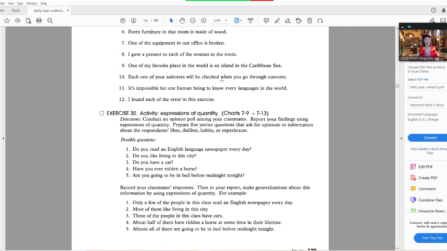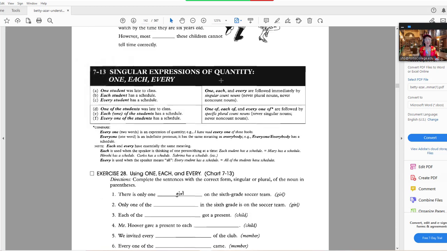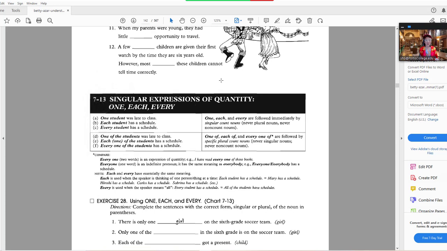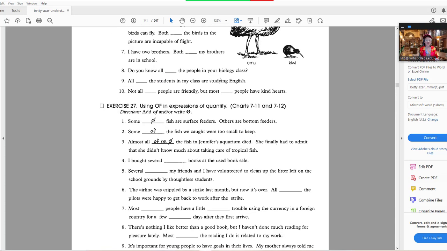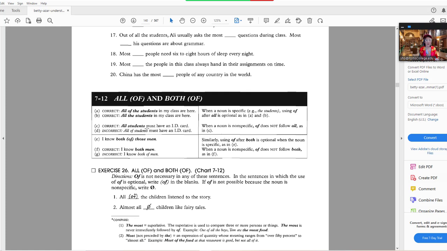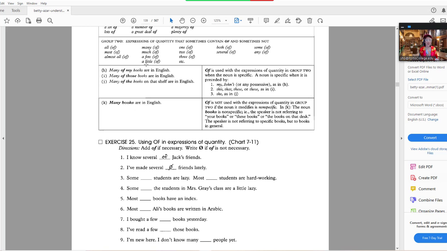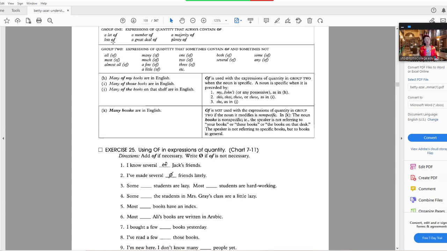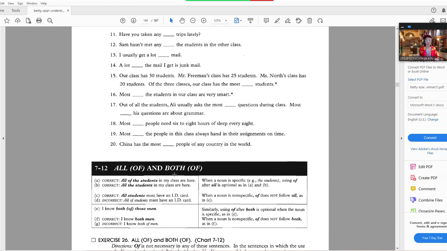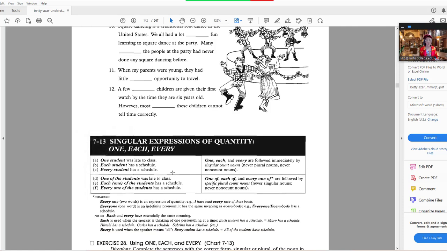And if you're in doubt, you could just look it up and see which one of them. So you just have to memorize that certain expressions always take of. And that was over here. Here it is: a lot of, lots of, a number of, a great deal of, a majority of, plenty of. You always have to have of in those sentences. Whereas here it's all optional. So you just have to memorize that those are the ones in which you always have to use of in the sentences.